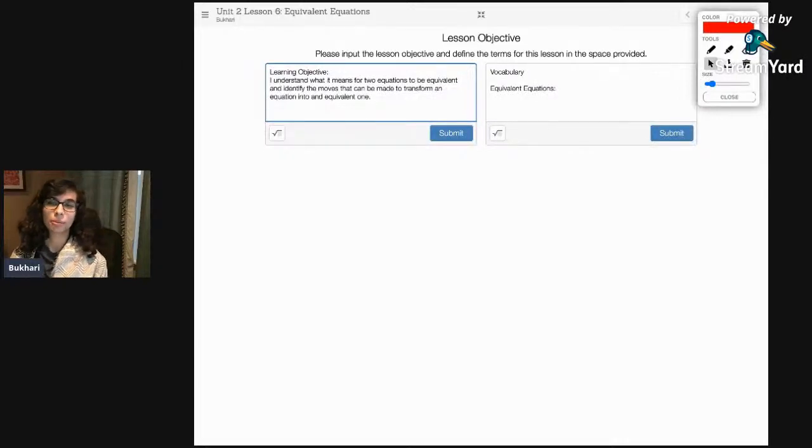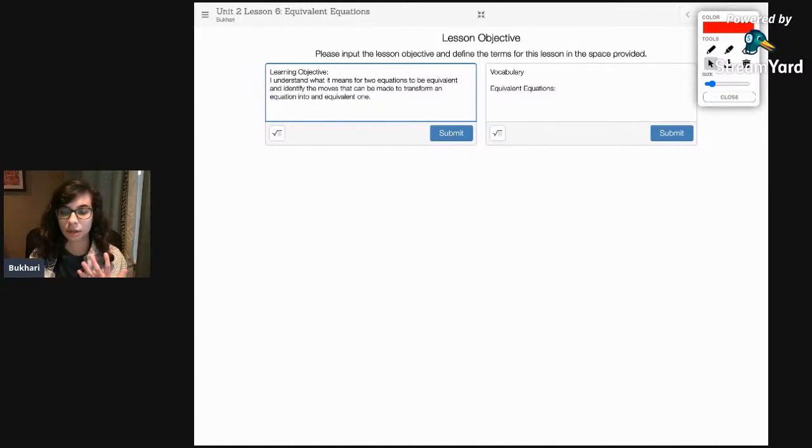Alrighty. Now we are on lesson 6. We're really getting into our unit now. So we talked about what it means to create equations, how to represent equations. We talked about how to graph equations. And so now we're really pushing the envelope a little bit further.